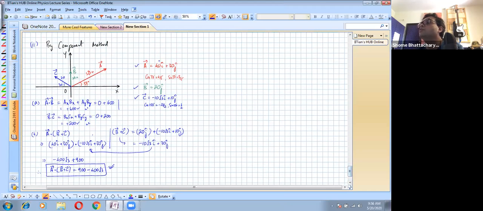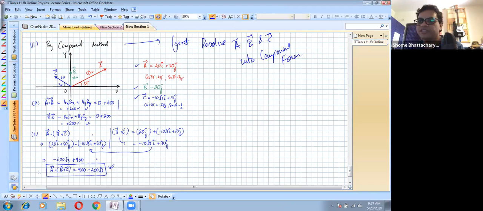In the component method, what we do is we first resolve the vectors A, B, and C into the component form, so called. And then we substitute in whatever operations we are doing involving the dot product.